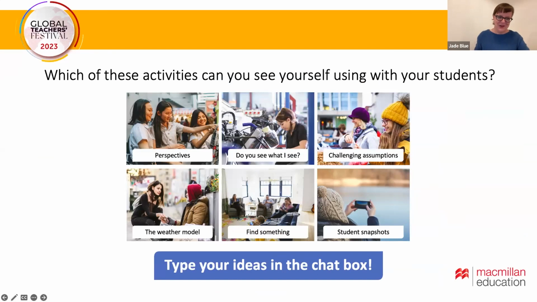So Mice is saying I use them all, or I have used them all. Very creative. Great. Okay, so student snapshots, yeah, it's a really nice one, that, isn't it? Shifting it around, so using images, but students' own images. So lots of people saying student snapshots and perspectives as well. Very nice. Yeah, I do like that kind of considering, actually, let's look at it from a different angle, from a different point of view.